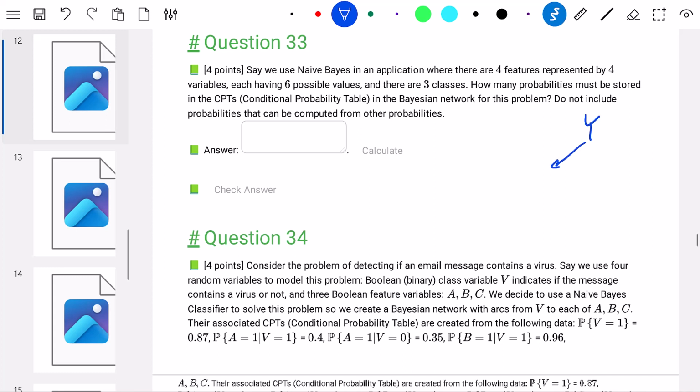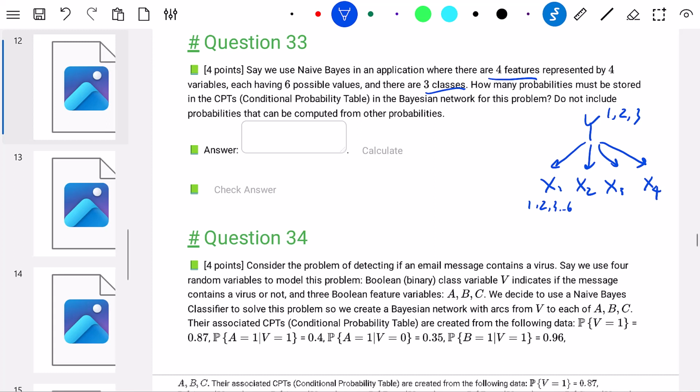So it's Y as the parent, and there are 4 features, so x1, x2, x3, and x4, and each one can take on 6 different possible numbers, so let's say 1, 2, 3 until 6, and the same for the other ones. And there are 3 classes, meaning Y can be 1, 2, 3. So that's the Bayesian network, and we need to compute the number of conditional probabilities.